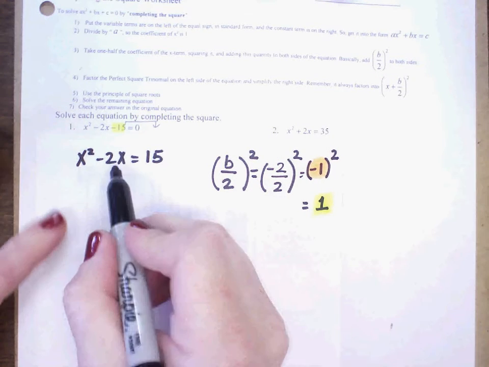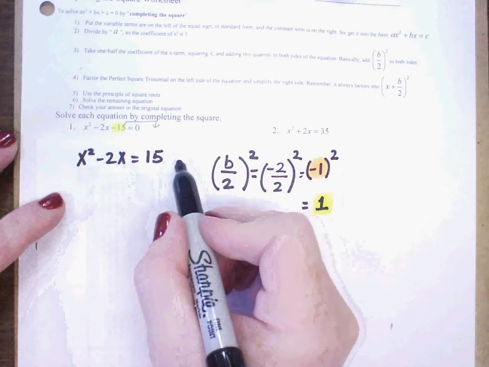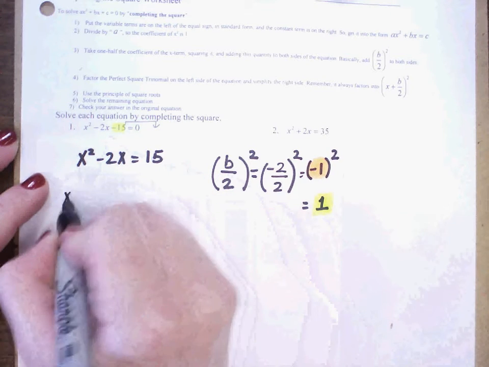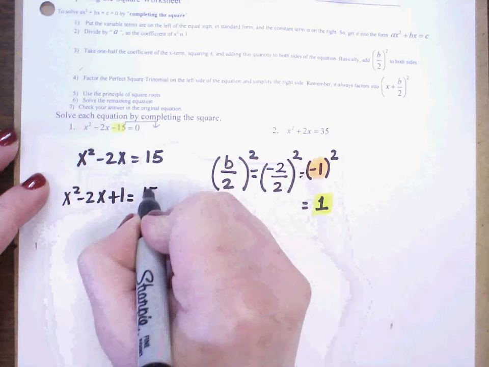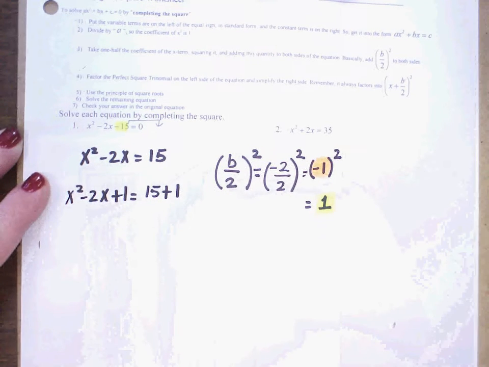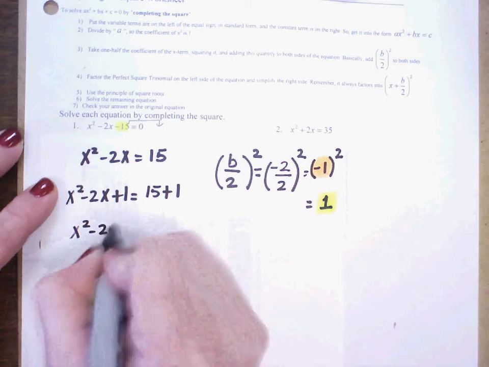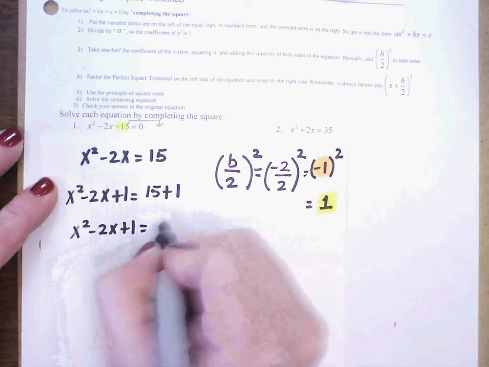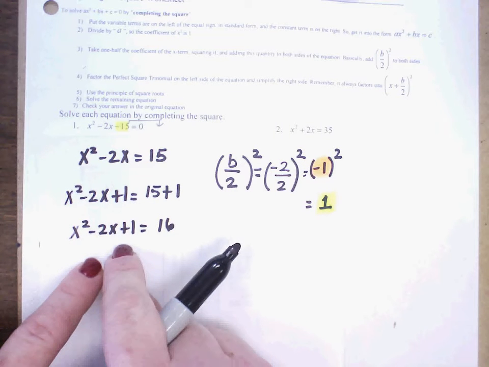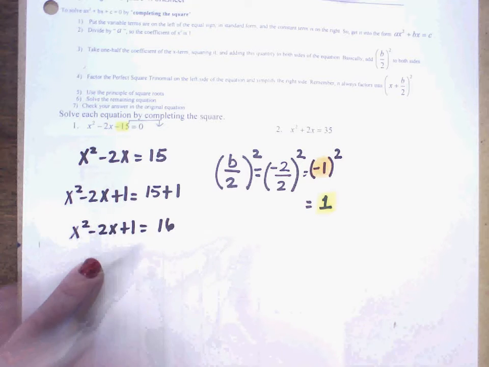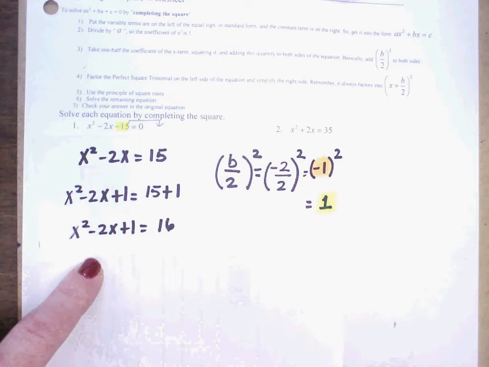Alright, so this is the number that I add in. And if I add it to one side, I'm going to have to add it to the other side. So this becomes x squared minus 2x plus 1. And then 15 plus 1, which is 16, right? Now this becomes a perfect trinomial, a trinomial with perfect squares. What does that mean? That I can factor this with the same parentheses.